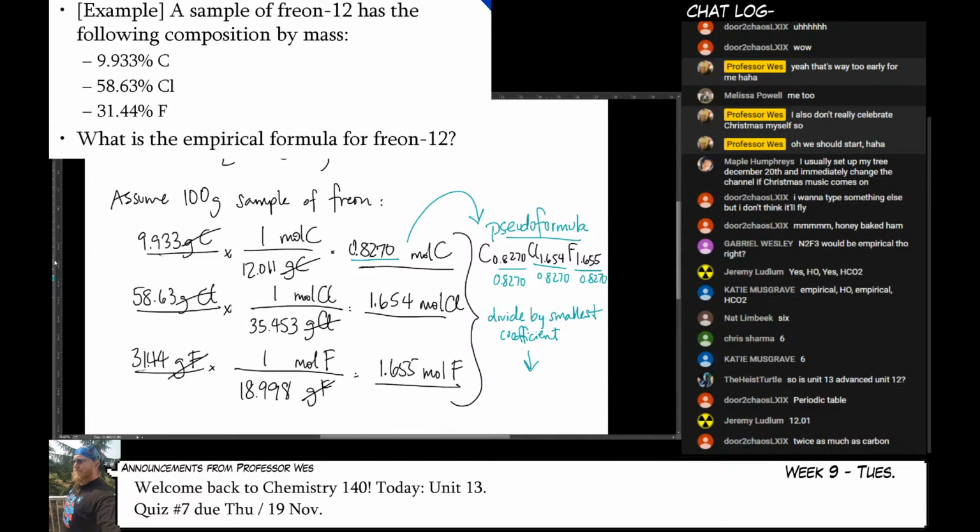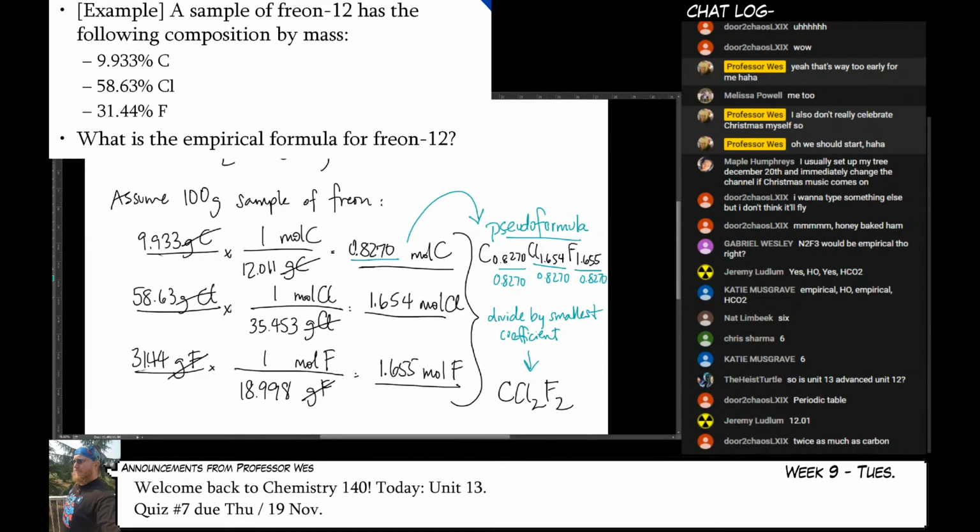So 0.8270 divided by itself is just 1. So for carbon, the coefficient is 1. But 1.654 divided by 0.8270, when I type that in the calculator, I get exactly 2. But when I do fluorine, I get 2.001209. What we're going to do is say that that's close enough to 2. Because molecules have to be in exact whole ratio formulas. You can't have a fraction of an atom.